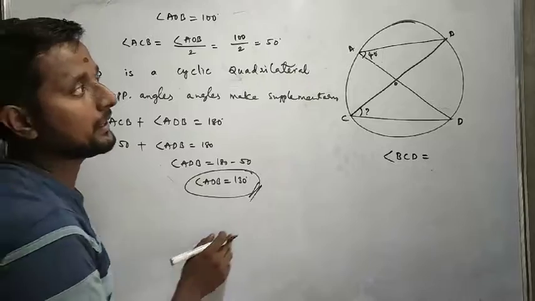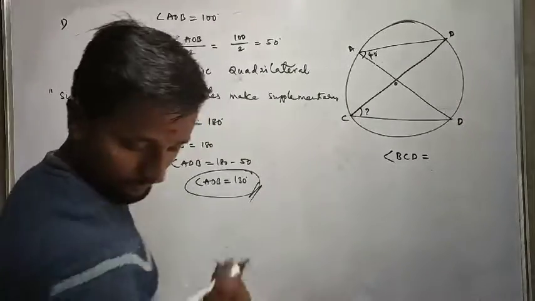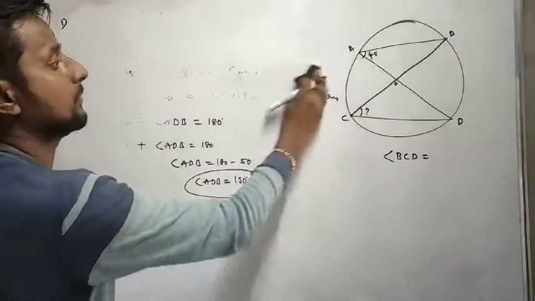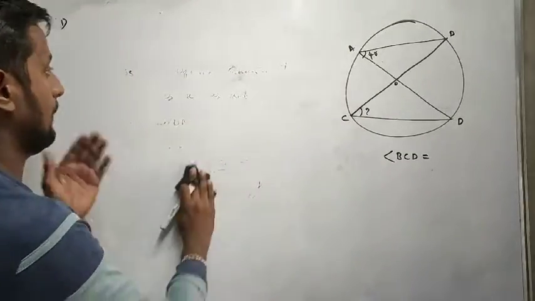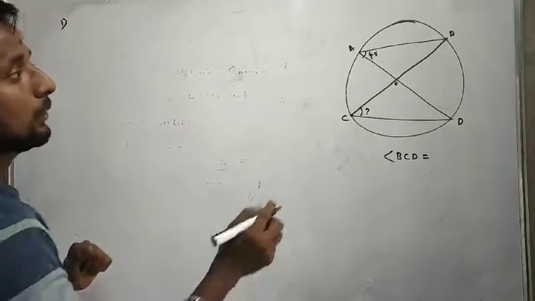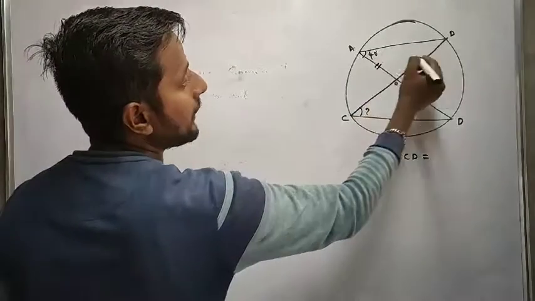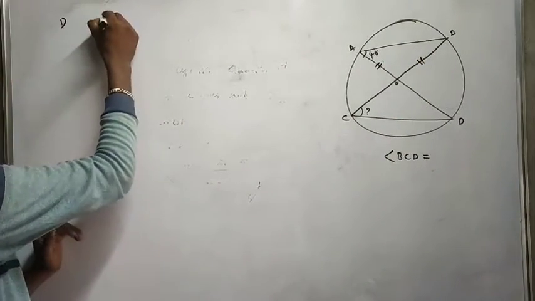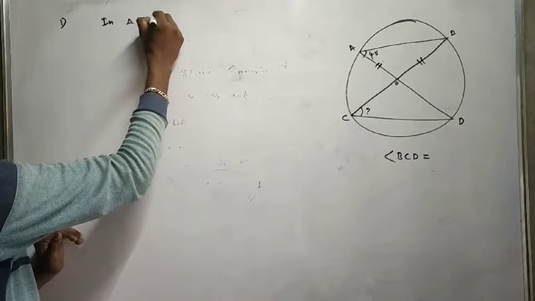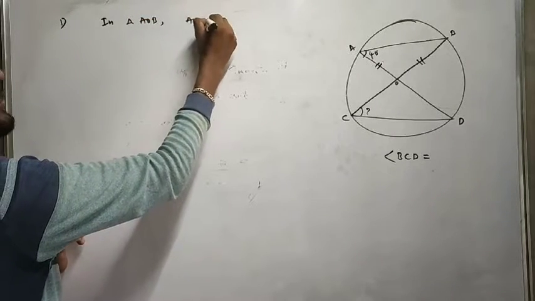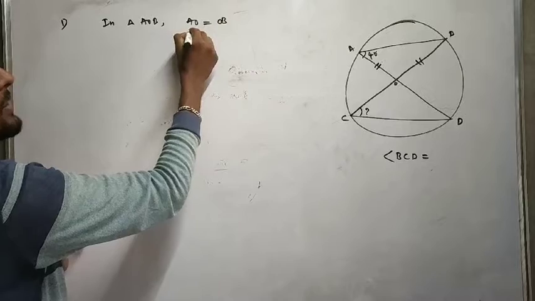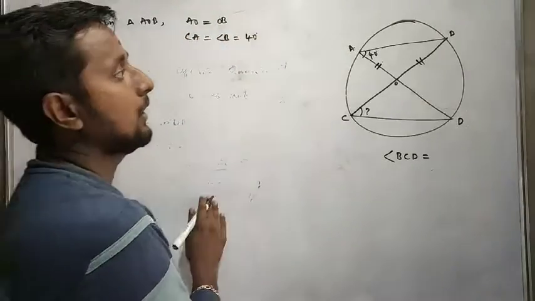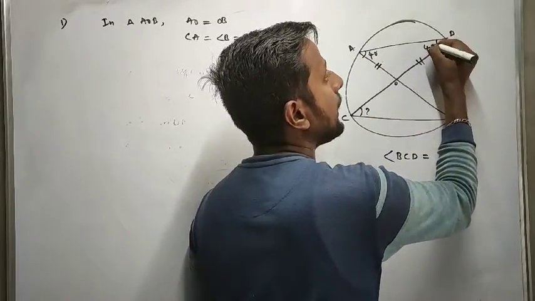There are many ways to solve this problem. First, look at O, which is the center, am I right? OA is a radius, OB is also a radius, so these two sides are equal. So in triangle AOB, two sides are equal, AO is equal to OB. So we'll write angle A is equal to angle B, that is 40 degrees. Look, here also we get 40, correct?